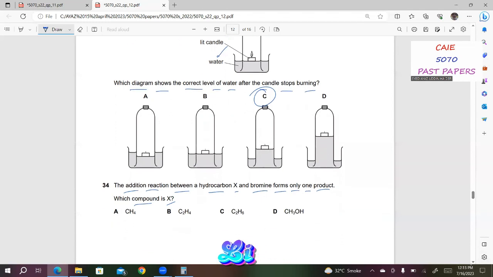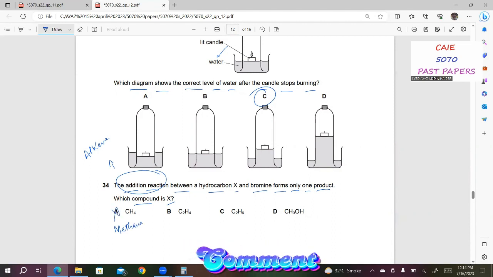So we are getting an addition compound between hydrocarbon and X. So it must be alkene. Addition reaction means it must be alkene. A, CH4. CH4 is methane, which is alkane. So this is incorrect. B, C2H4. It is ethene, which is alkene. So this looks correct to me.